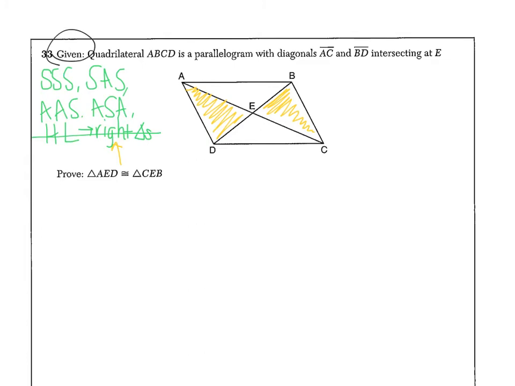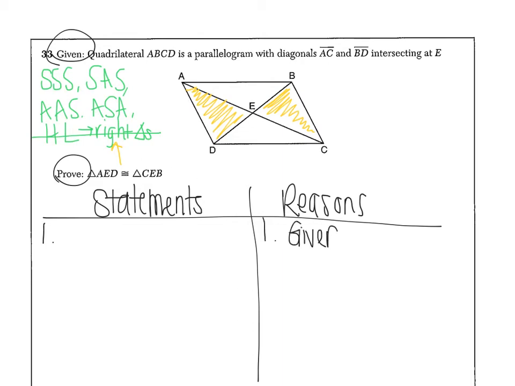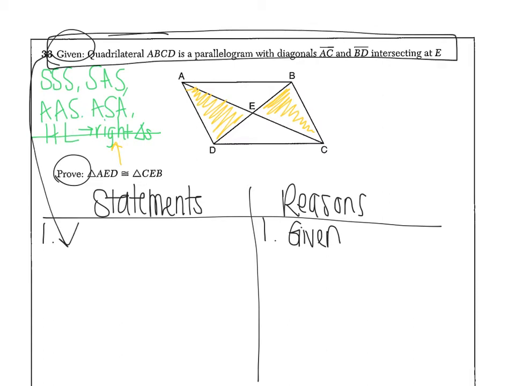Because I have a given and a prove, I need to make a T-chart proof, where the left side is for statements and the right side is for reasons. Your first statement and first reason always come from the given. Because this is so long, I'm just going to draw an arrow here for the given. But if it were a test or a quiz or an exam, you would need to write it out yourself.